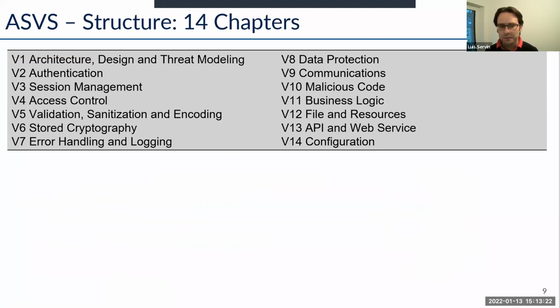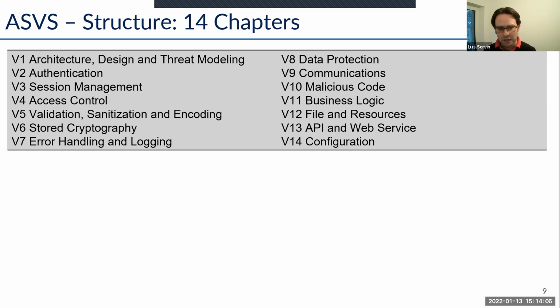And the ASVS is split into 14 different chapters. So the first chapter has many requirements that are then more or less repeated verbatim on the other chapters. Why? Because this is where you're architecting and designing. So this is your quick checklist for things that should be part of the design, the most important requirements. And then you have authentication, session management, access control, validation, stored cryptography, error handling, data protection, communications, malicious code, business logic, files and resources, APIs, and configuration.